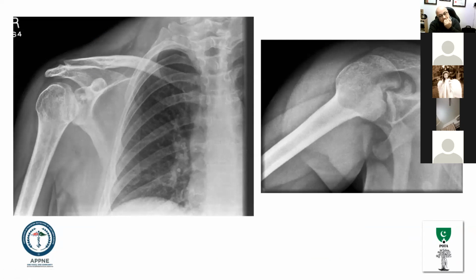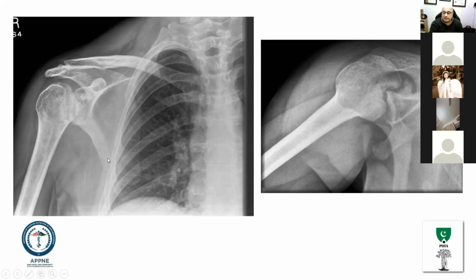So it looks like a hyperabduction injury, something like that. No. This is not what you say in the exam, sir. In the exam, what would you say? This is a shoulder of a skeletally mature person. This is the right shoulder. On the shoulder, you can see what? What is this called? Do you know what this is called?